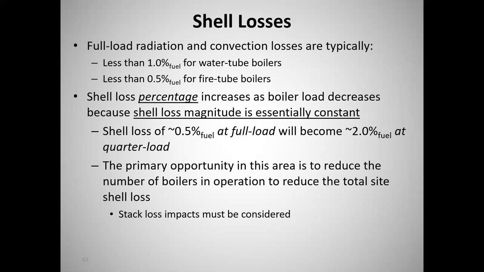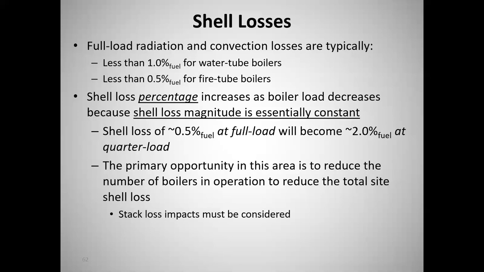Okay, this second bullet is pretty important in the discussion of shell loss. The shell loss percent increases as boiler load decreases because shell loss magnitude is essentially constant. So what in the world is that trying to say? Well, what we're saying is once you have the boiler up and operating, it's hot. If you run it at 25% load, that shell's hot. If you run it at 100% load, that shell's hot. And so the number of BTUs per hour or kilojoules per hour lost from the surface of that boiler is pretty much constant once it's up and going, no matter what the load is.